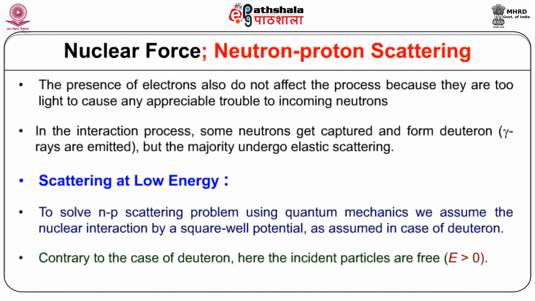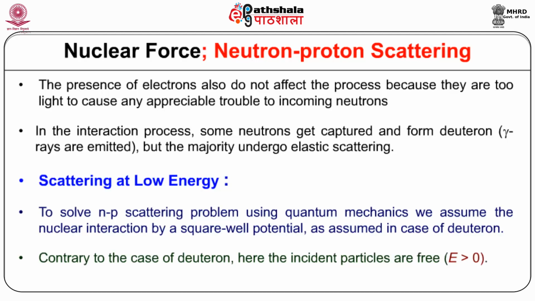Now, scattering at low energy. The neutron-proton scattering can be observed at any energy, but the results in different energy ranges are different. If we study neutron-proton scattering at low energy, the results are different from when we study it at high energy. First we are going to study NP scattering at low energy.